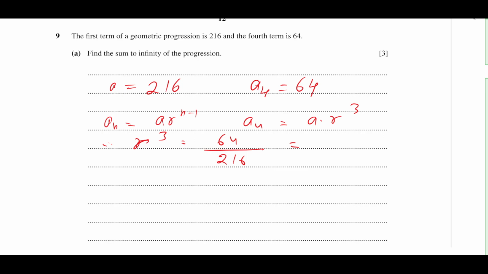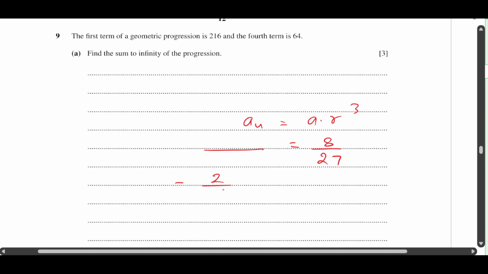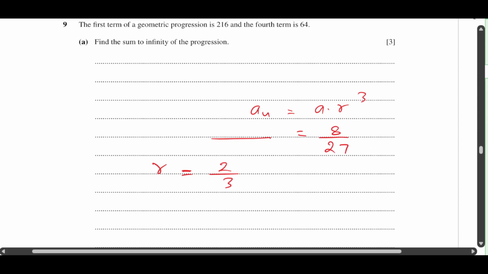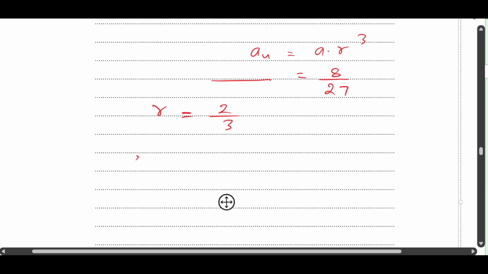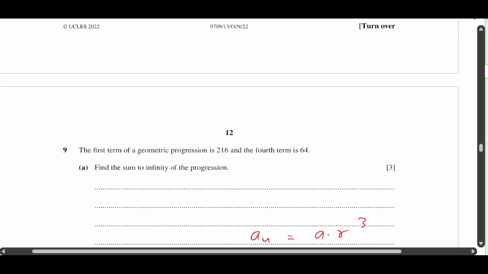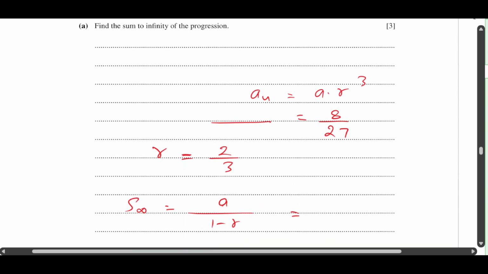So 64 divided by 216 is 8 upon 27. This is 8 divided by 27. So therefore the value of R is what? 2 divided by 3. The value of R is 2 divided by 3. What happened? I have written so many things. Okay. Now sum of infinite terms, sum to infinity is what? A divided by 1 minus R. A is your first term. What is your first term? The first term is 216.